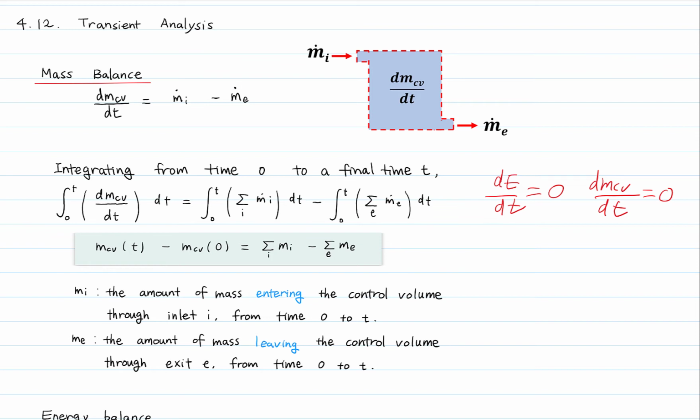So the mass of the control volume at time t minus the mass of the control volume at time 0 equals m_i, the amount of mass entering the control volume through inlet i during some period of time t. Summation is used for multiple inlets. Subtracted by m_e, the amount of mass leaving the control volume through exit e during the period of time t. Also, summation is used for multiple outlets.